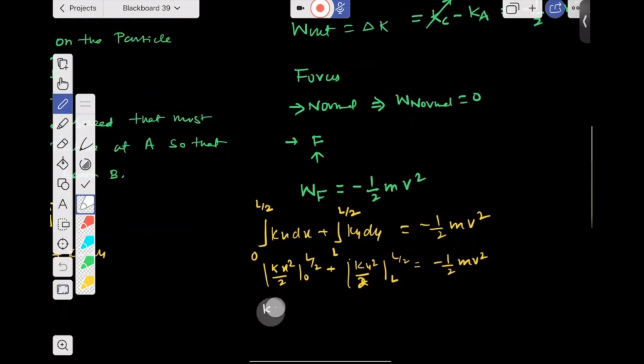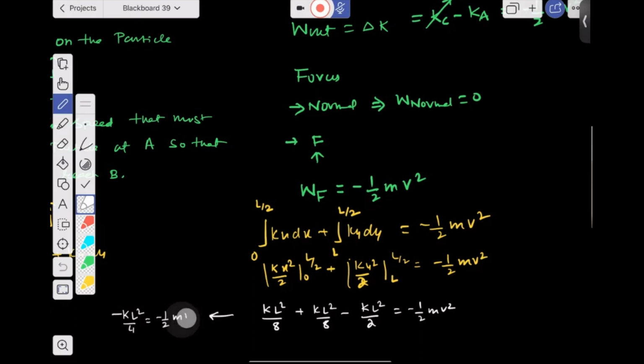So it will be KL square by 8 plus KL square by 8 minus KL square by 2 equals minus half mv square. So it's going to become KL square by 8 plus KL square by 8, KL square by 4, minus KL square by 2. So that will give us minus KL square by 4 equals minus half mv square. So the minimum speed of the projection is going to be KL by 2m, root over. Is that correct now?